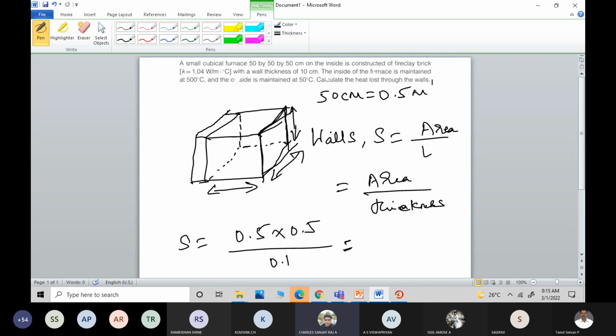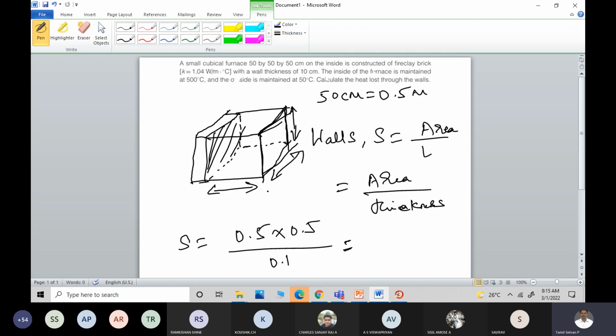No, sir, not like that. If we consider that the wall is there on all the 6 sides, then the length and breadth of one side of the wall will be greater than the furnace alone. No, see, the assumption is from the inner side to the outer side the heat is transferred. So the inner side you will be having 0.5 by 0.5 only. That will be the area. We are talking only for this surface.